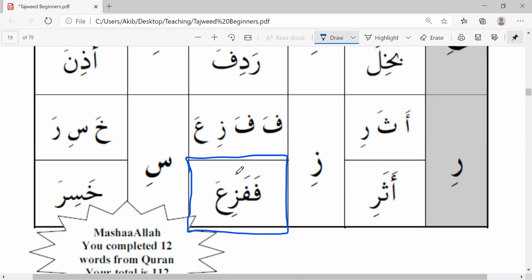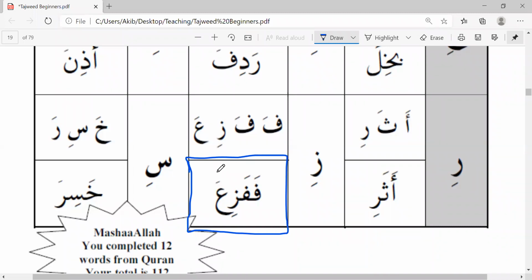Then it's za, fa, fa, za, and then ain. Fa, fa, za. So try and get the ain out. So fa zi'a. Fa, fa, za.